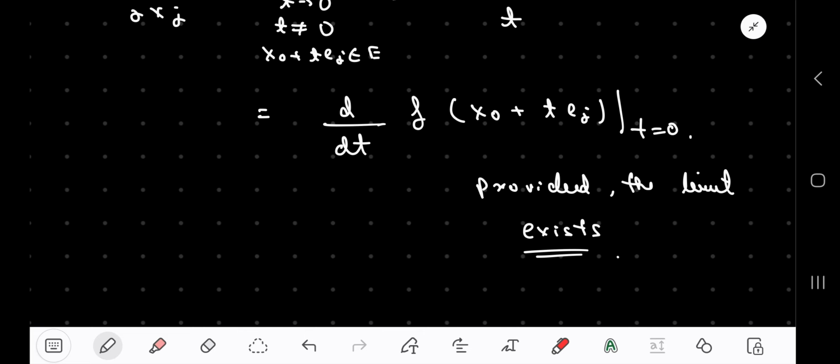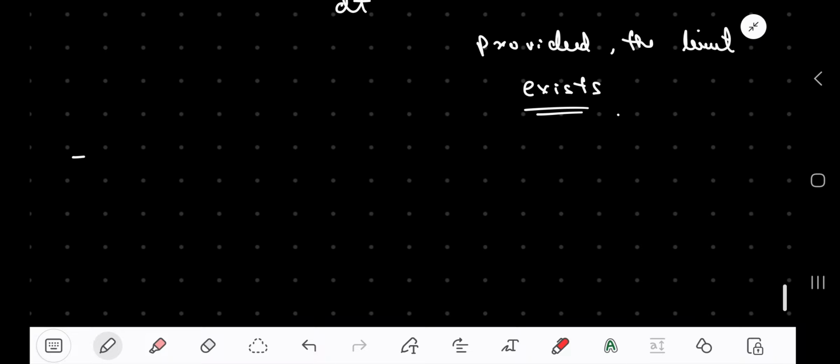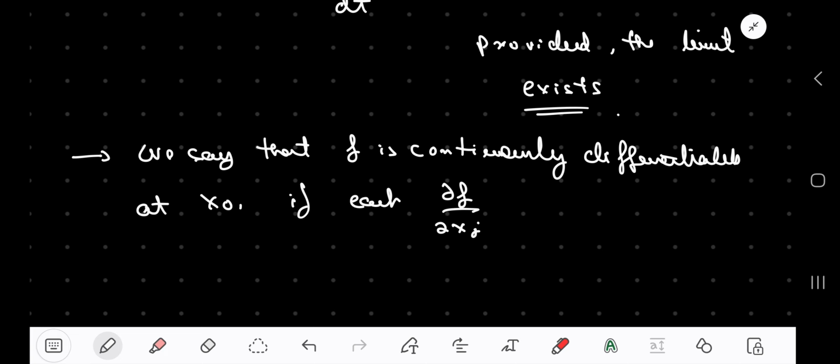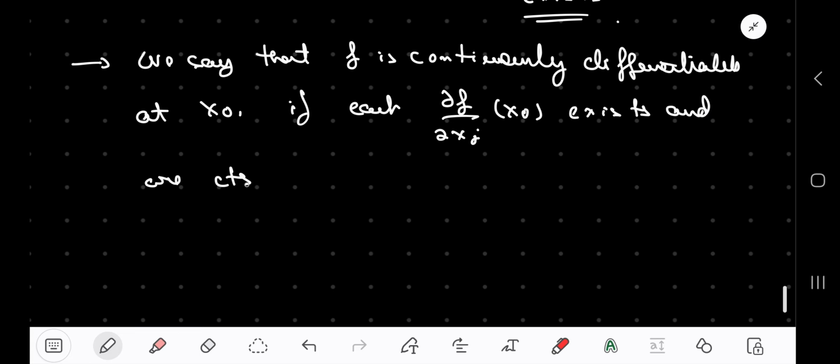Fine, clear? Okay, one more thing, sort of a notation, we say that f is continuously differentiable at x naught if each del f by del xj at x naught exists and are continuous.